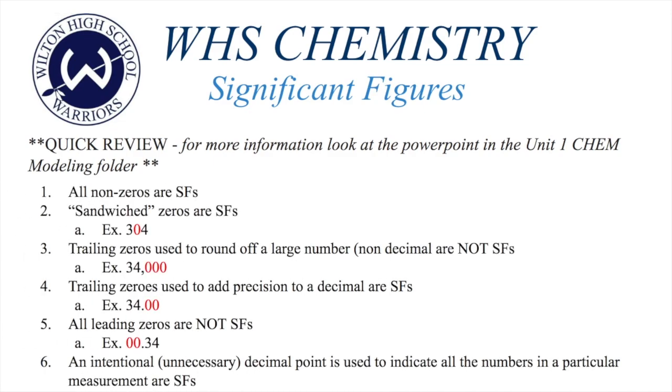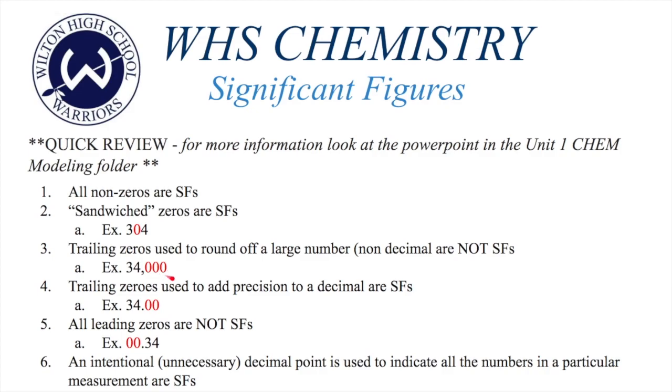So here are some quick rules to remember. First, all non-zeros are sig figs. Sandwich zeros are sig figs. For example, for the number 304, that middle zero, highlighted here in red, is a significant figure. Rule number 3, trailing zeros used to round off a large number, so non-decimal zeros, are not significant figures. For example, 34,000, these zeros here in red are not sig figs.